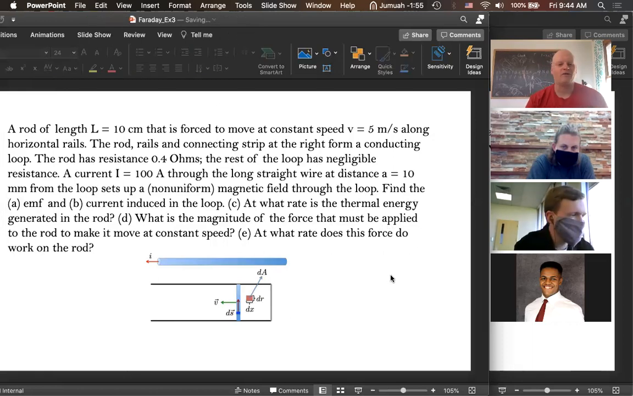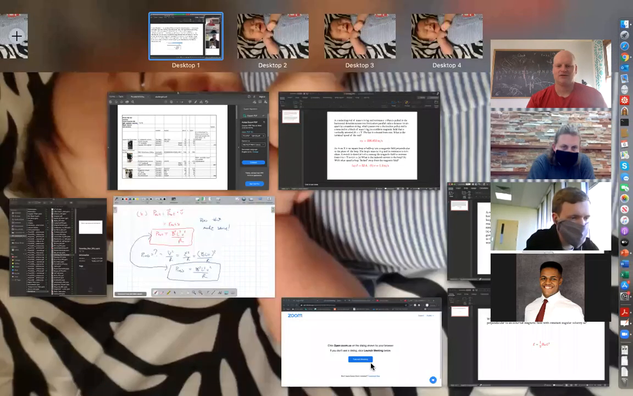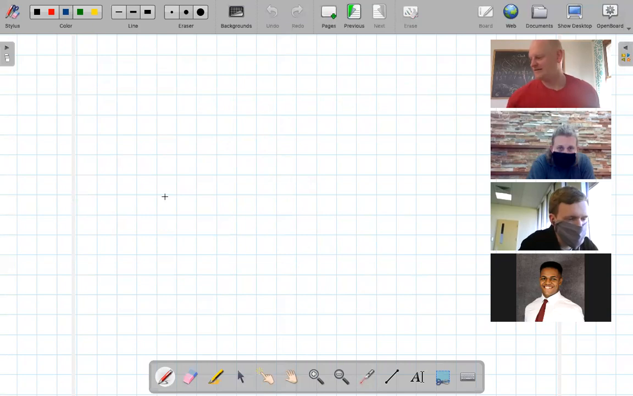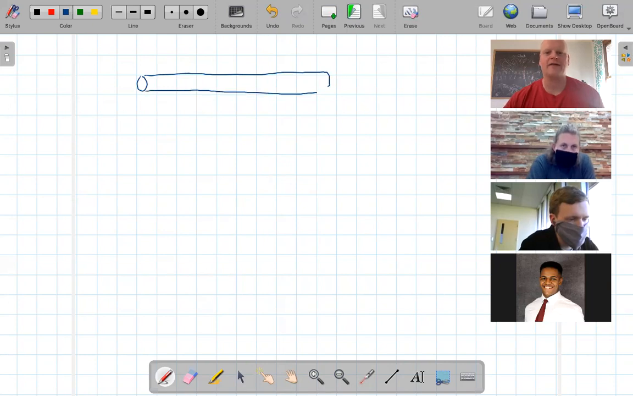There we go. What rate does the force do work on the rod? Okay, so good. So let's draw our picture here. So basically the same picture as before. So here is my wire. This is what's going to be generating the external magnetic field.